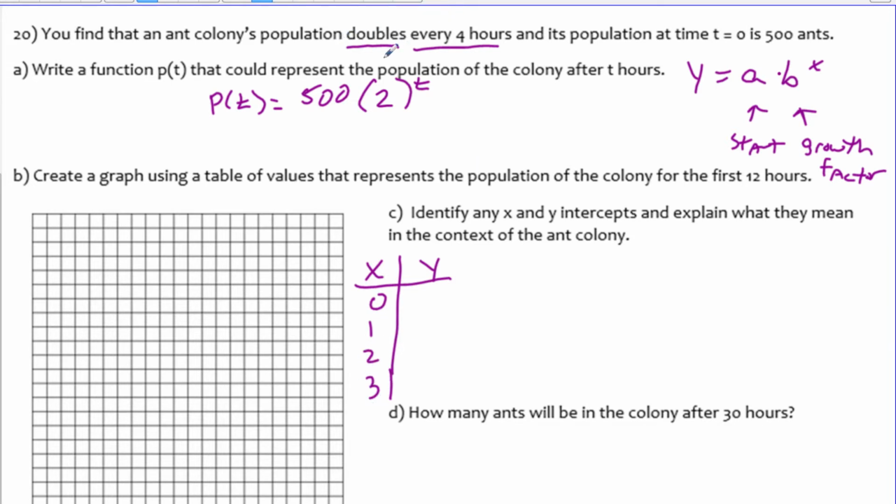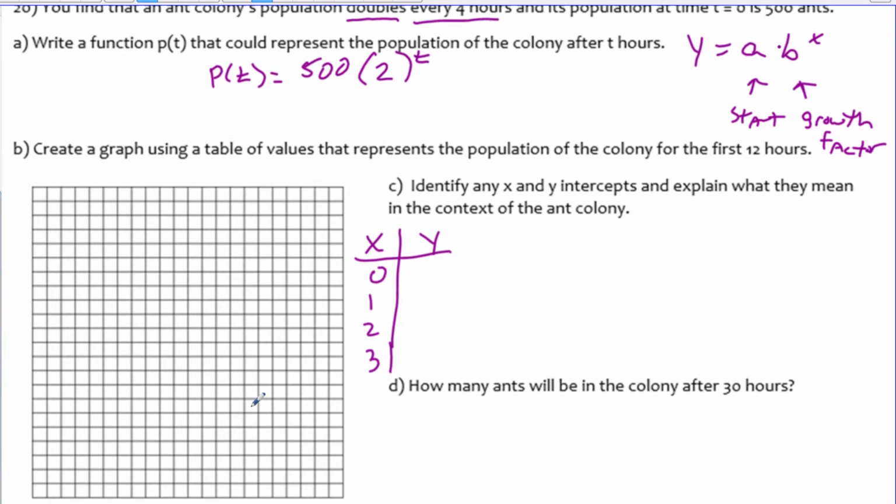So you have to be careful. This doubling is not happening every hour. It is happening every 4 hours. So every single time I increase t by 1, I'm increasing the number of hours by 4. Just be careful that your intervals match what they're supposed to match.